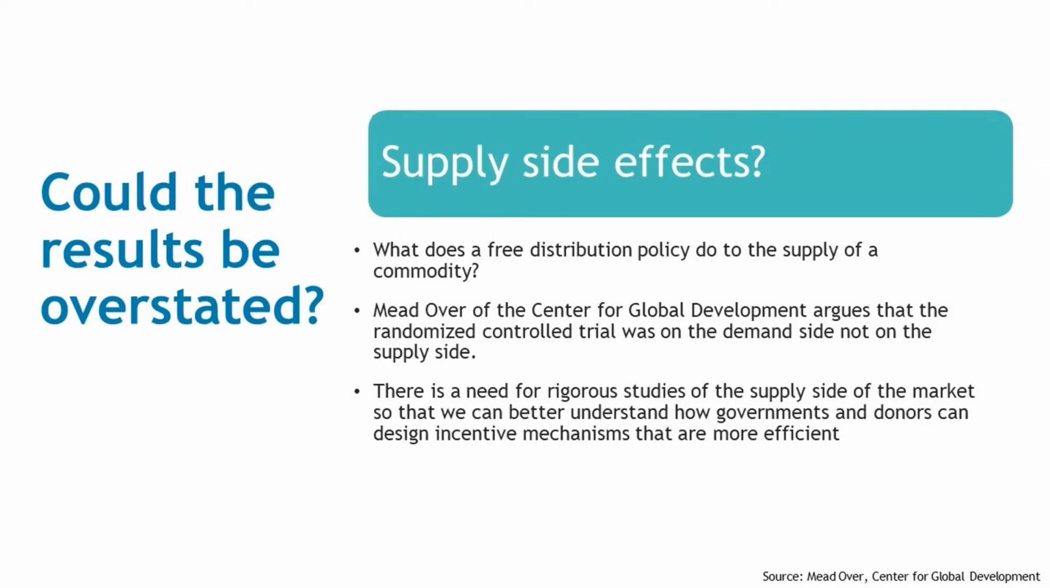Another important criticism is that the study does not adequately consider the supply side effects. It considers the demand side, but what does a free distribution policy do to the supply side of the commodity? Mead-Over goes on to argue that the randomized controlled trial was on the demand side and not on the supply side, and there really needs to be a more rigorous analysis of the supply side effects of the market with these kinds of interventions. This will help governments and donors better understand how incentive mechanisms can be made more efficient.